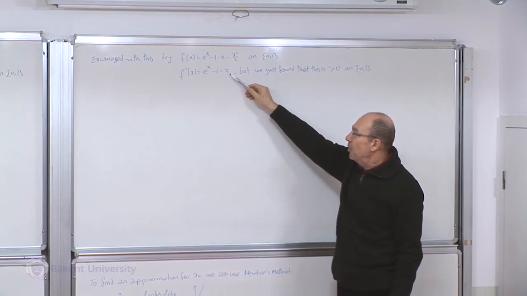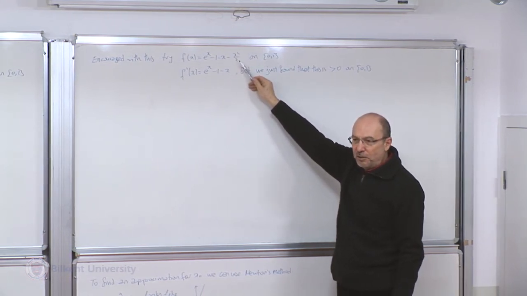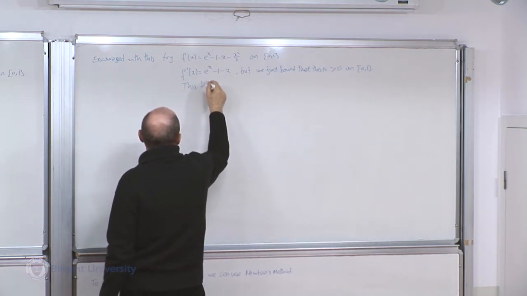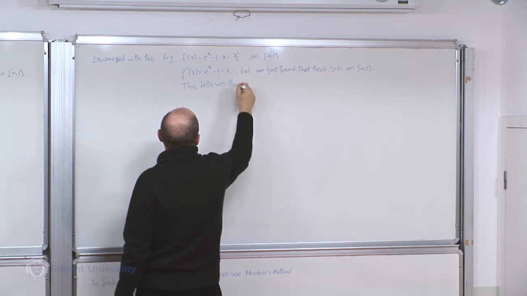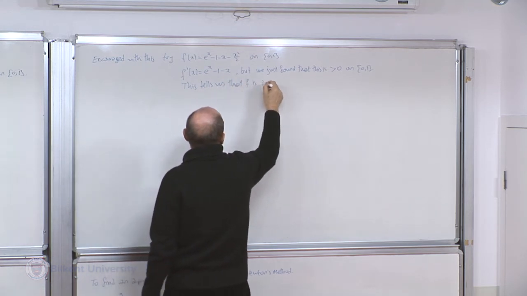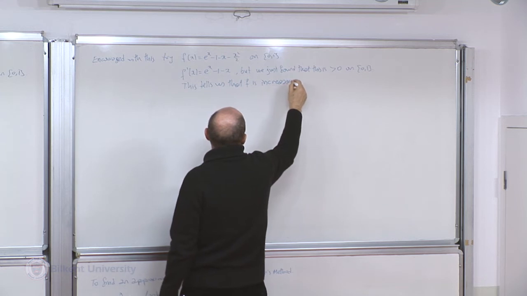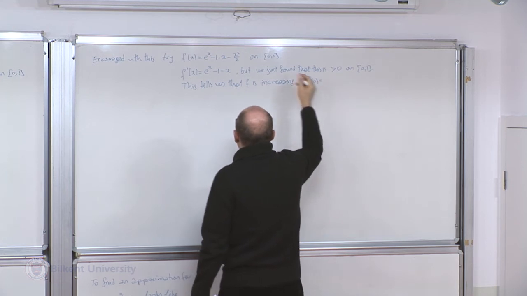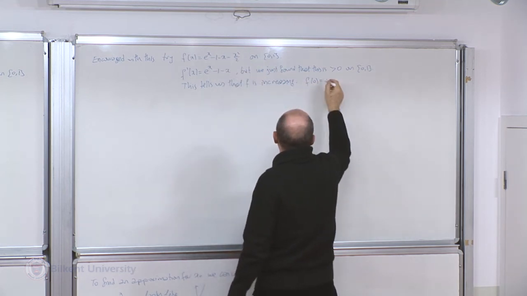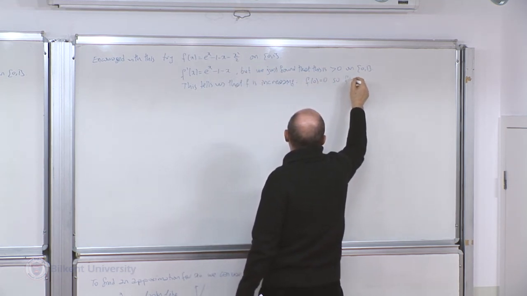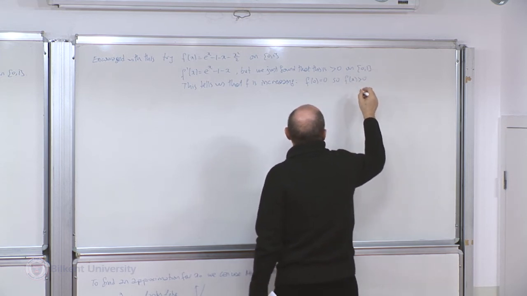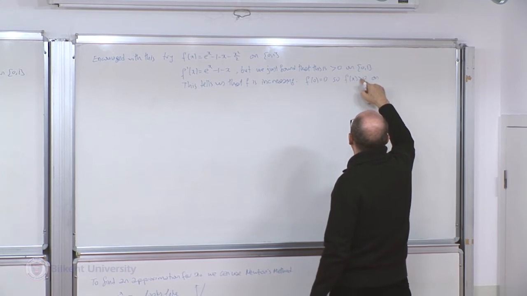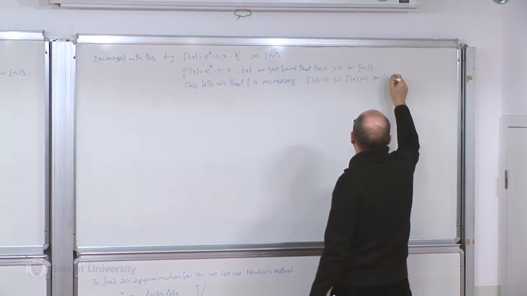But when this is positive, it tells me that f is increasing. Clearly, f of 0 is 0. This is 1 minus 1, which is 0. So f of x is positive. Well, it's 0 at one endpoint, so let me say 0 at the endpoint and strictly positive on 0, 1.